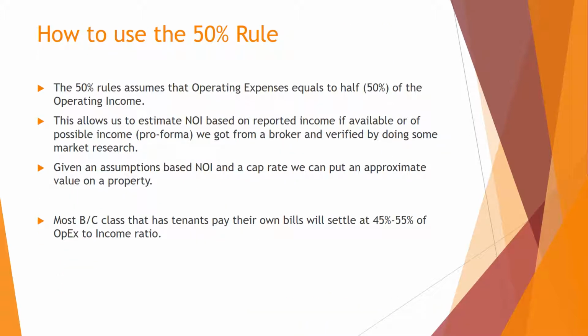So how do we use the 50% rule? The 50% rule basically assumes that the operating expenses are going to be equal to 50%, or half, of the operating income. This really allows us to estimate the NOI, the net operating income, based on whatever we have. If the broker gave us a pro forma or potential rent income, or if we do market research and we know that the rents in the area are $600 a unit and there are 10 units, right? We can take some assumptions into place and apply the 50% rule to calculate the NOI.